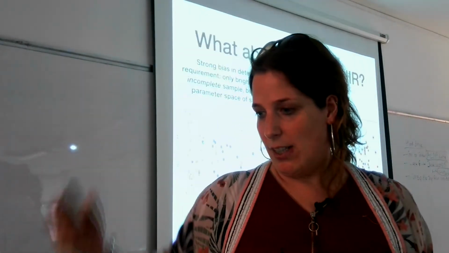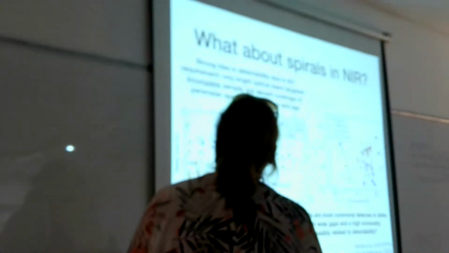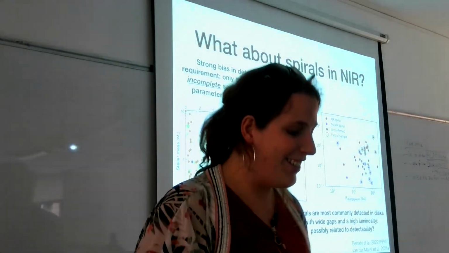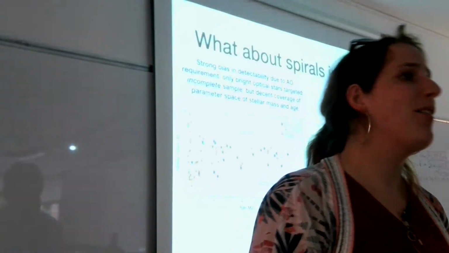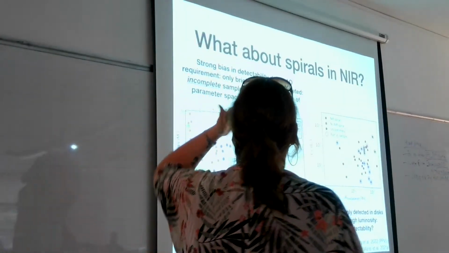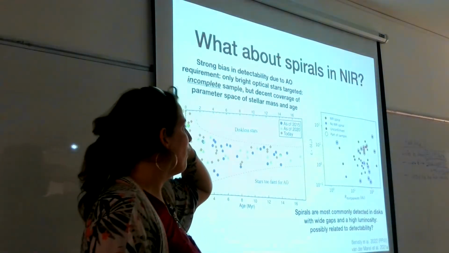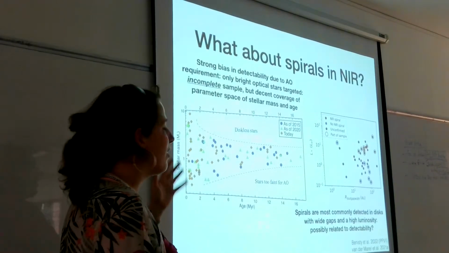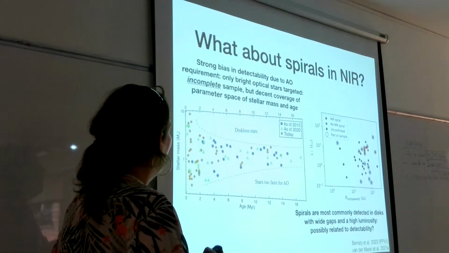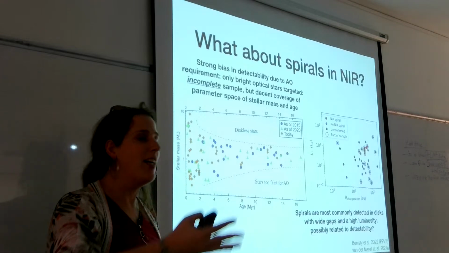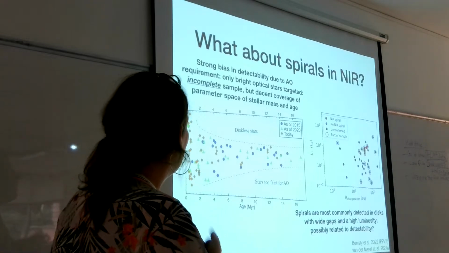Well, then one more thing about detectability of the spirals in the near-infrared. This is a lot harder to say, like how many disks have spirals, because many stars have actually not been studied in scattered light imaging. You need an AO system in order to do this kind of imaging, which means you only target the bright optical stars, not the stars that have high extinction, that are very dusty.